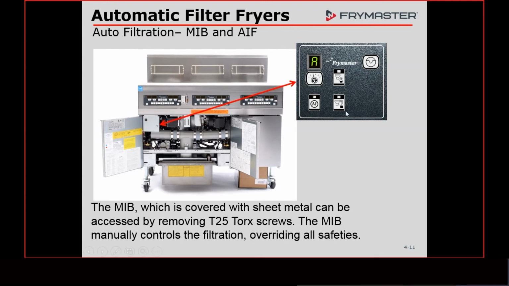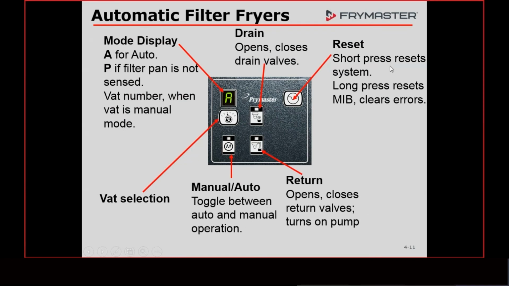Whenever we uncover this board and take that cover off, we're going to have 5 buttons down here. We're going to have the Vat Selector, which this one MIB board can operate up to 6 different fryers. So we have the Vat Selector 1 through 6. We have the button that puts it into manual mode. This never has an M up here. It's just when it's in the manual mode, this light is going to come on, and then you will have a number up here.